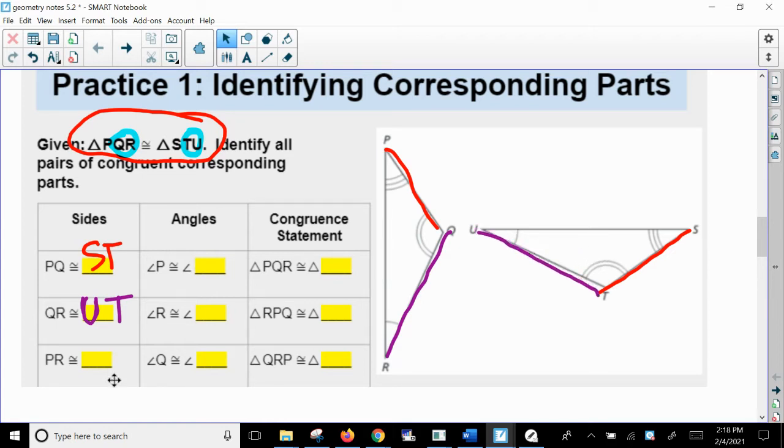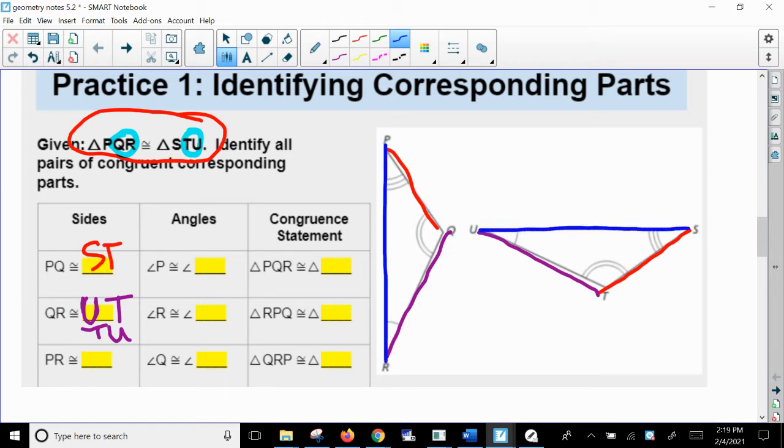I also want to mention, when you name a segment, you can turn the letters around. So if I said TU instead of UT, you are still correct. Excuse my writing. Lastly, you got side PR matches side SU. You could say SU or US. Either way.